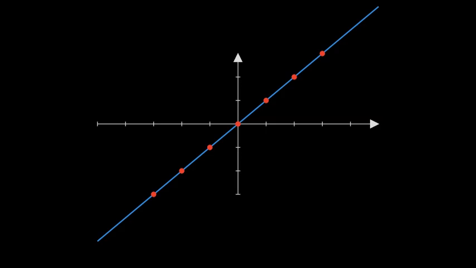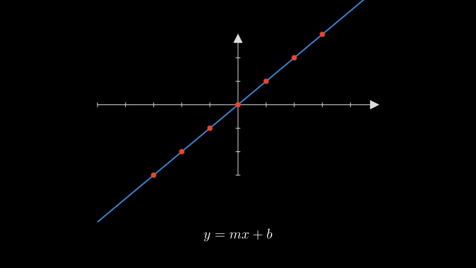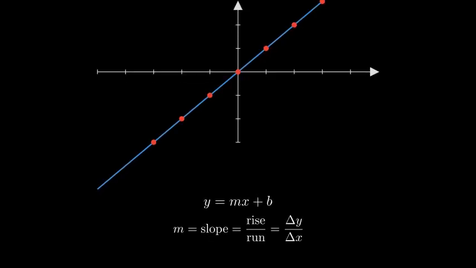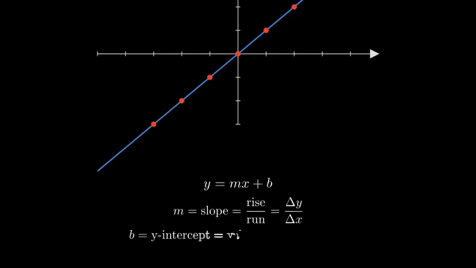The most common form of a line equation is the slope-intercept form. It's written as y = mx + b, where m is the slope and b is the y-intercept. The slope measures the steepness of the line, how much y changes for each unit increase in x. The y-intercept is where the line crosses the y-axis.